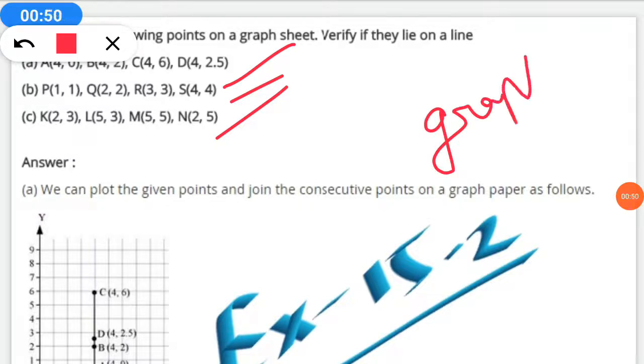What you have to do? The coordinates are given in question number 1, parts A, B, C. You have to take a graph paper and plot the points, while drawing the x-axis and y-axis and choosing an appropriate scale.